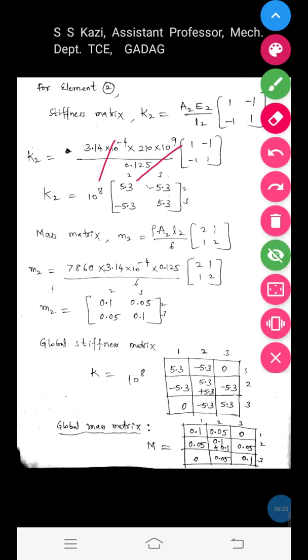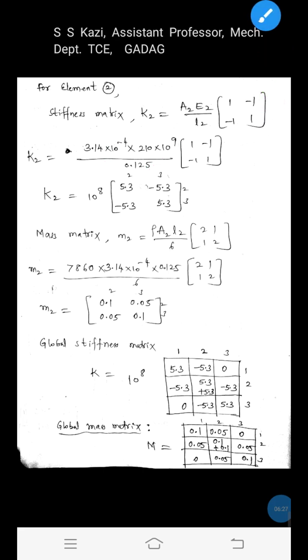Next, because the properties are the same for element 2 also, you keep the 10 raised to 8 common outside as in element 1, then you write 5.3, minus 5.3, minus 5.3, 5.3 and write the DOF numbers 2, 3, 2, 3, because element 2 consists of nodes 2 to 3. We have numbered the nodes 2 to 3 for element 2.